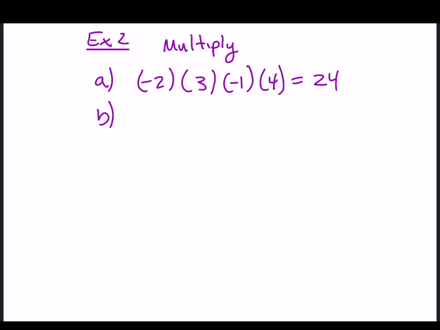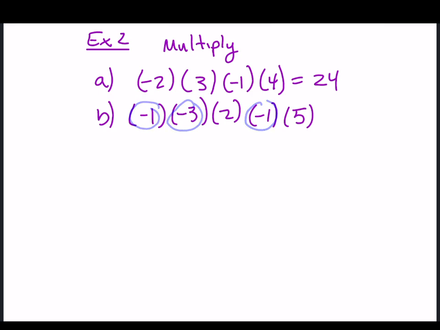For part B, let's try negative 1 times negative 3 times 2 times negative 1 times 5. Let's count the number of negative numbers. We have 1, 2, 3. That's an odd number, so our final answer will be negative. 1 times 3 is 3, times 2 is 6, times 1 is 6, times 5 is 30. So we end up with a negative 30 as our final answer.